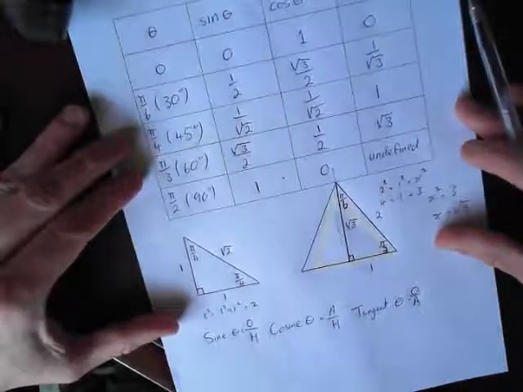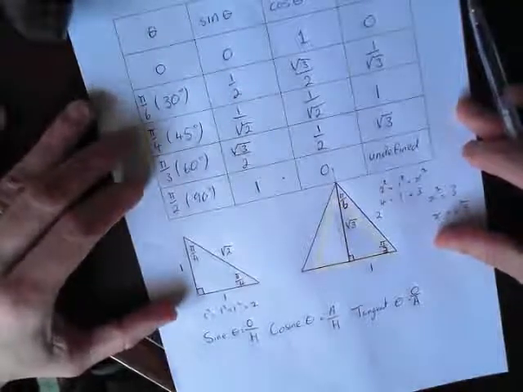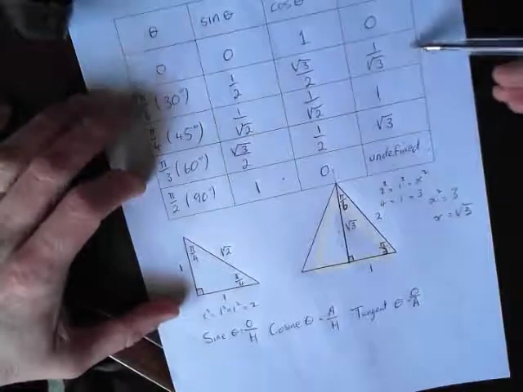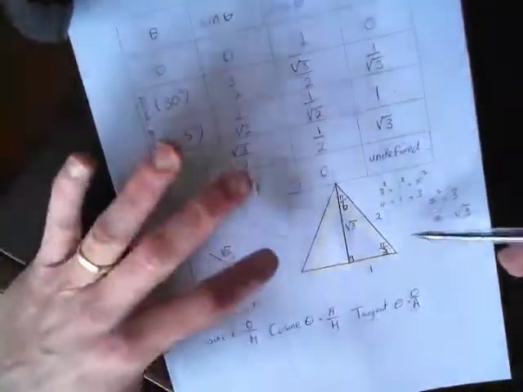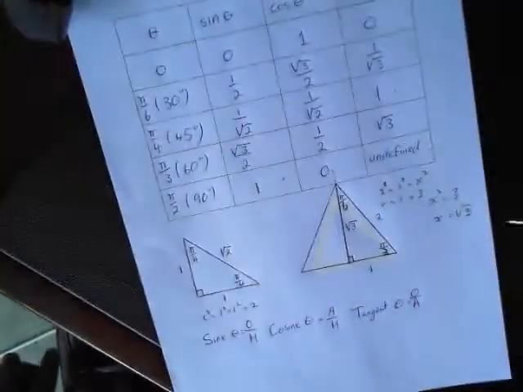Another set of exact values that you need to be able to find, that are very, very useful, is for the angles of 30 degrees, or pi on 6, and 60 degrees, or pi on 3. So I've got another standard triangle that's been drawn in here.